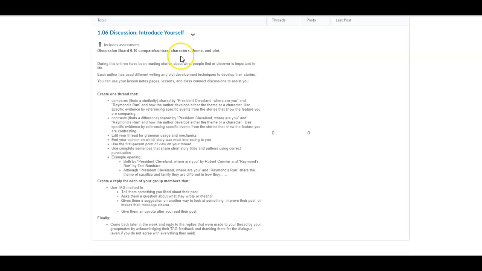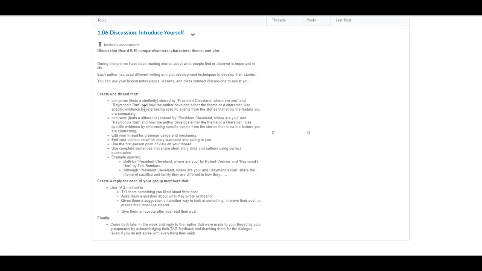So the discussion thread is just that. It's comparing and contrasting character, theme, and plot development. So you're asked to create one thread that finds a similarity or comparison between President Cleveland, Where Are You? and Raymond's Run, and how the author either develops the theme or the character. I want you to please use specific evidence by referencing, or you can use a quote, but you at least reference specific events or examples when you find that thing that they have in common, which is a comparison.